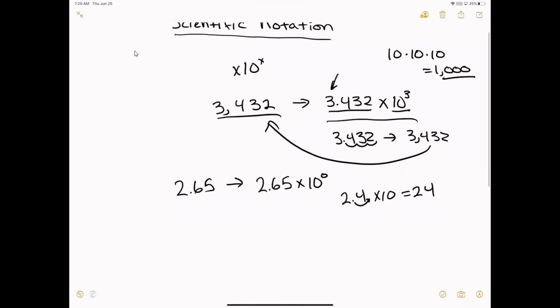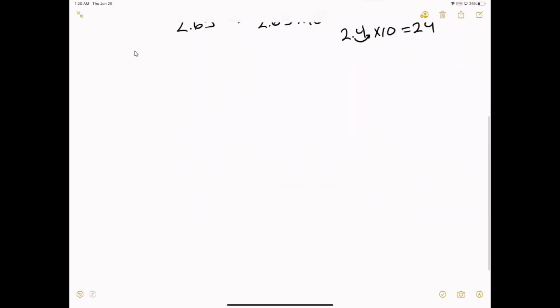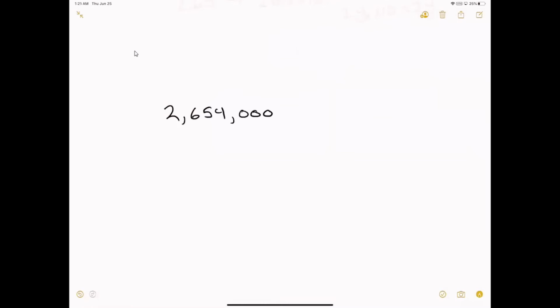Now let's look at a couple examples of this. Let's say I have a big number. Let's say 2, 6, 5, 4, 0, 0, 0. So let's write this in scientific notation. First of all, we're going to change this into a decimal with only one digit. So I'm going to take the exact same numbers and rewrite it as this: 2.654000. That's the first step.